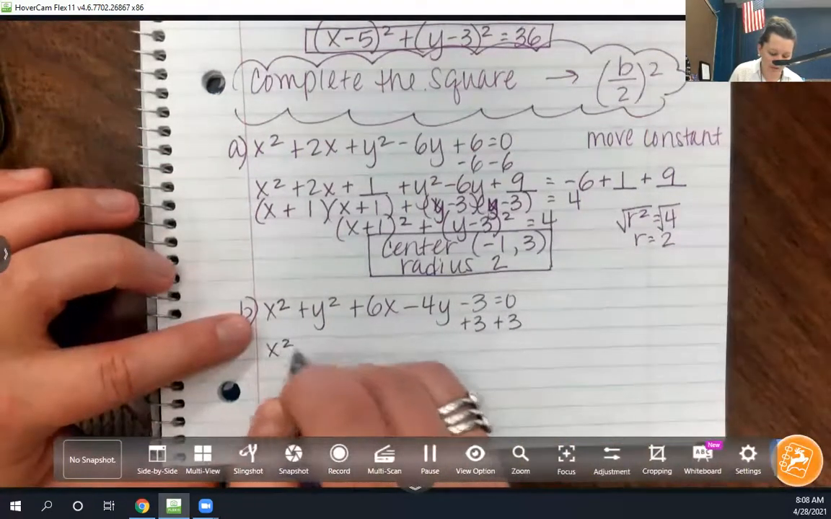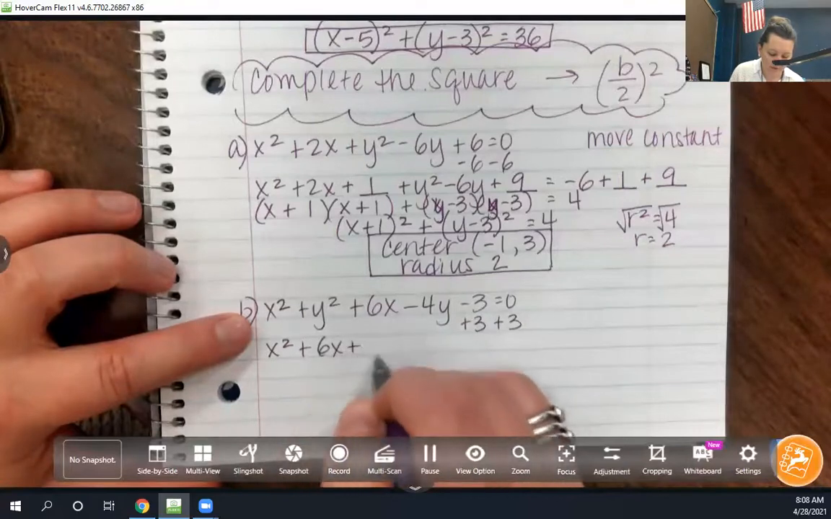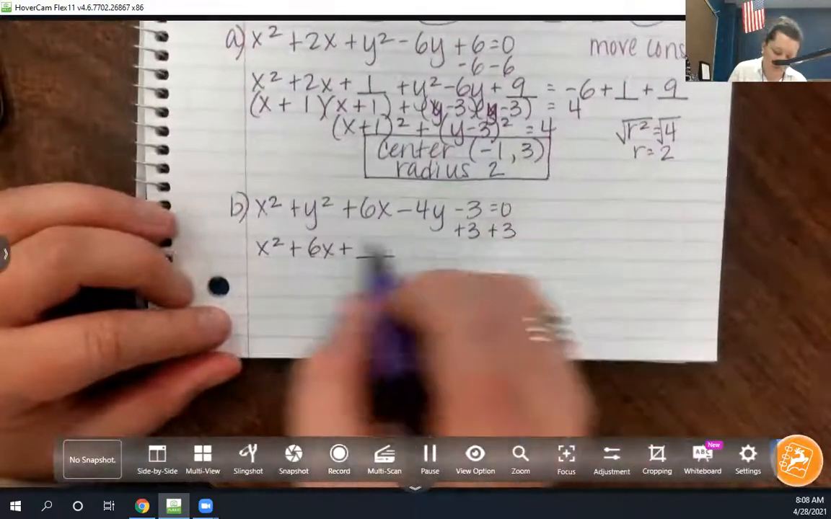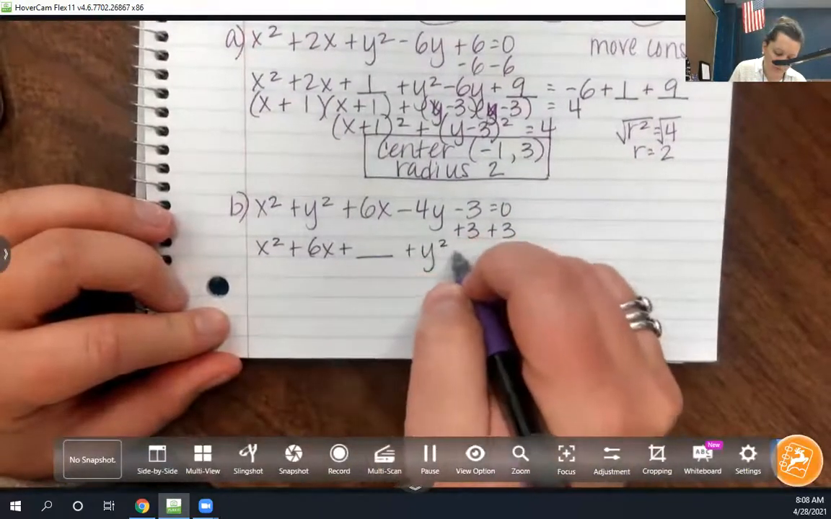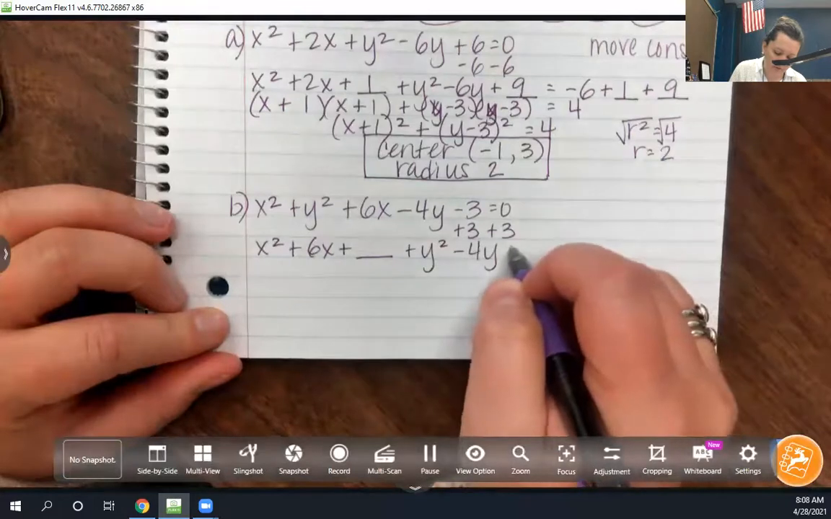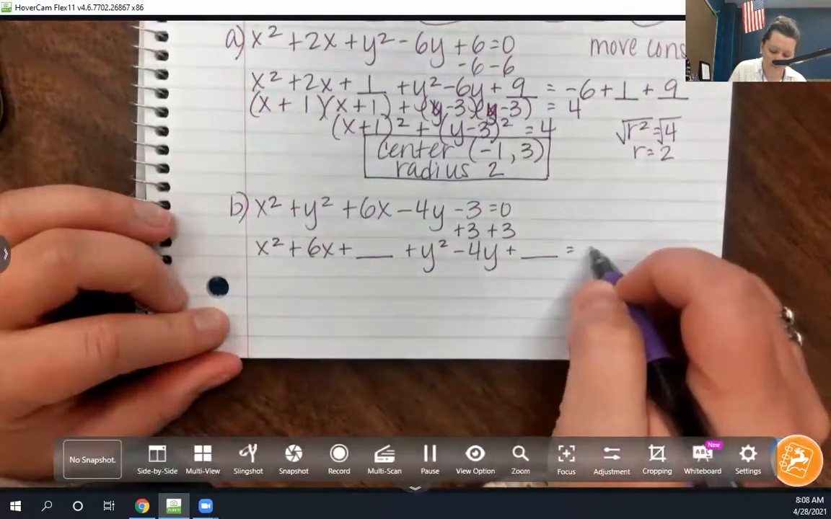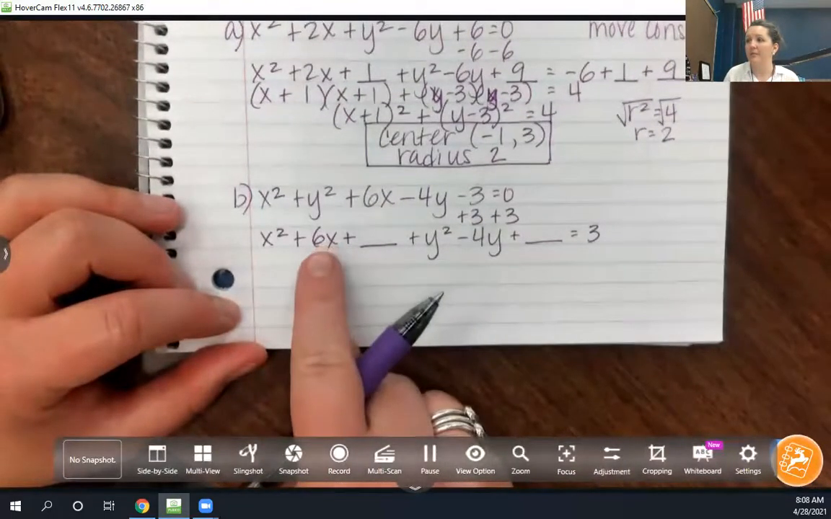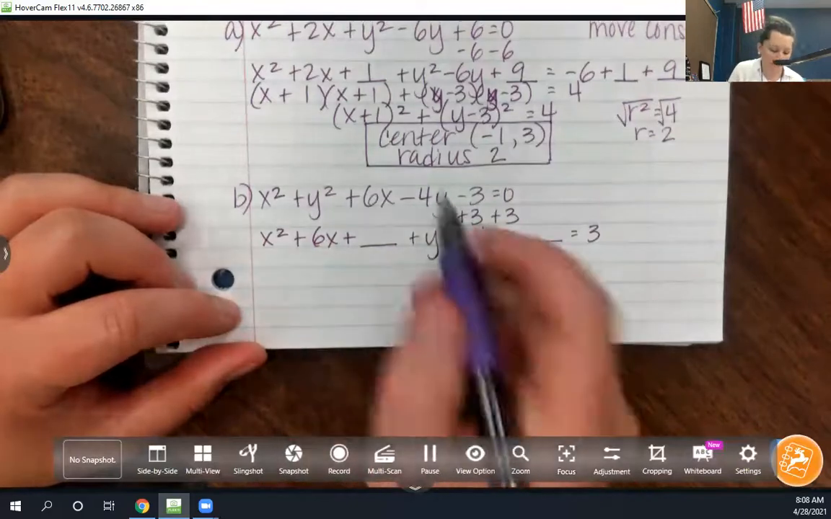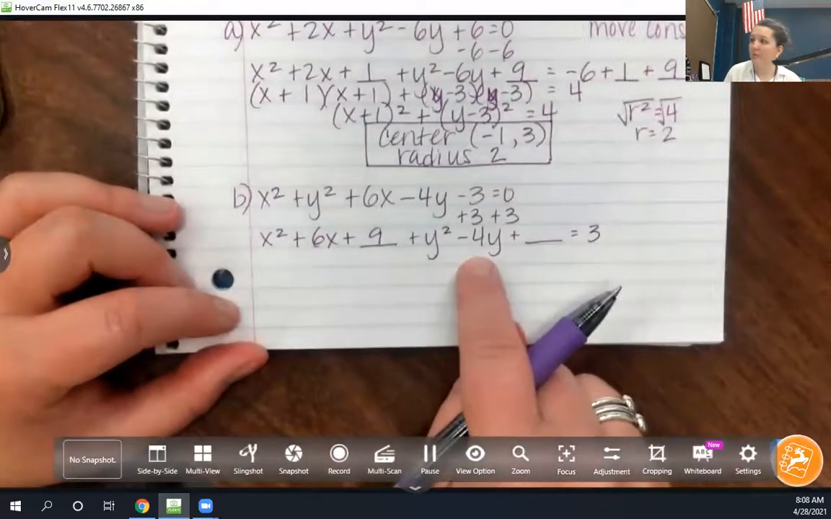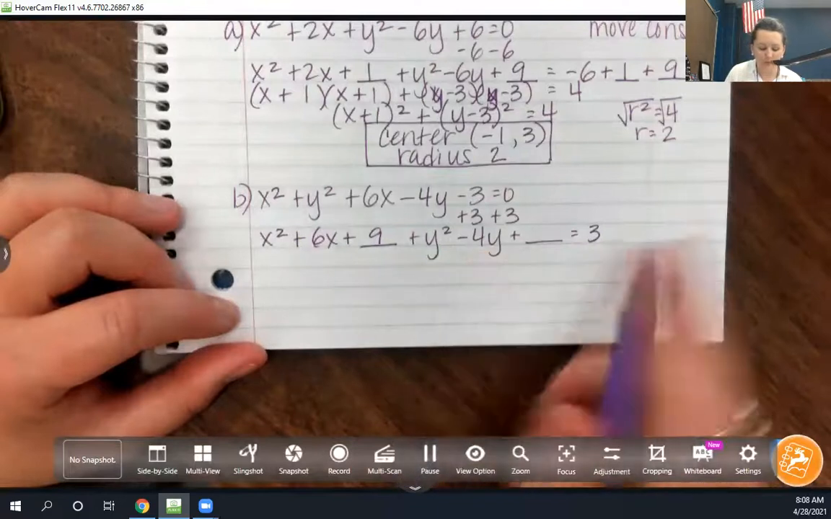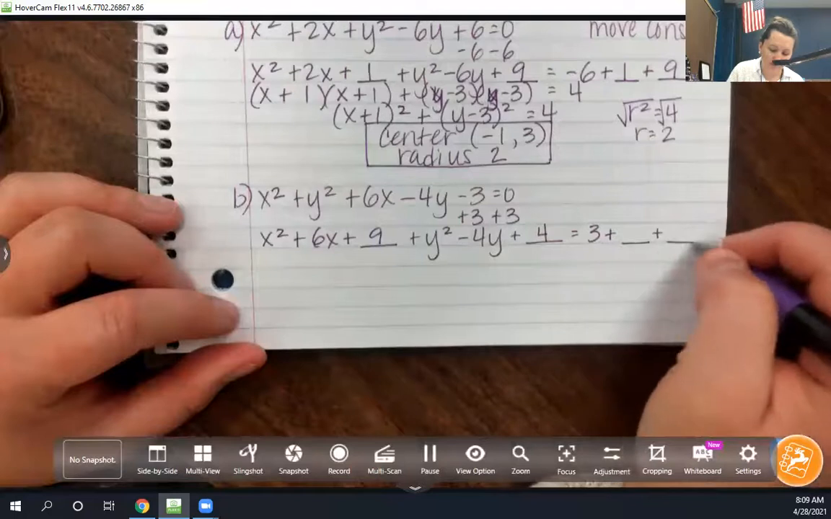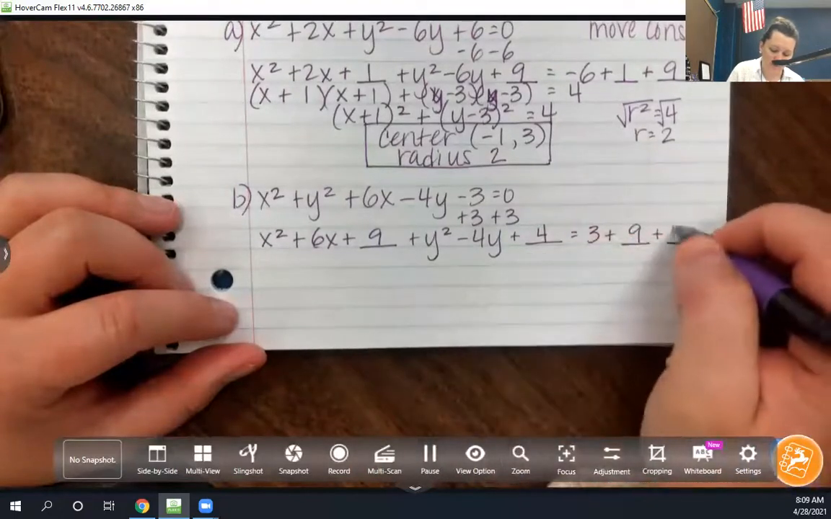So we have x squared plus 6x, leaving room for my completing the square, right? My perfect square on the end. Then I have our y squared minus 4y plus my third value, and then a 3 on the other side. All right, so let's see what's going to complete the square here. I have 6 divided by 2 squared, so that's a 9. And I have negative 4 divided by 2, that's negative 2 squared is a positive 4. So whatever I add on one side, I'm going to add on the other side. I added a 9 and I added a 4.